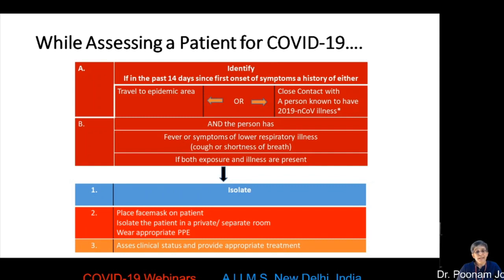Along with this, the person can have cough, dryness of oral cavity leading to progressive cough, fatigue, malaise, and later on some kind of GI symptoms such as vomiting and diarrhea can also be noticed. So if both exposure and illness are present and confirmed by the laboratory test, we need to isolate the patient. These patients should have a face mask on them. Isolate the patient in a private or a separate room. Wear appropriate personal protective equipment while providing care to these patients. Continue to assess their clinical status and provide appropriate treatment.